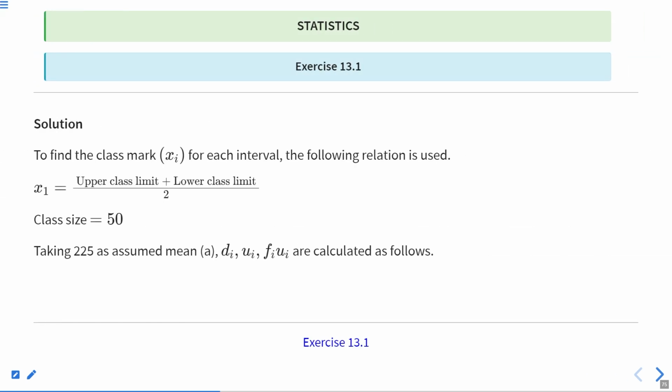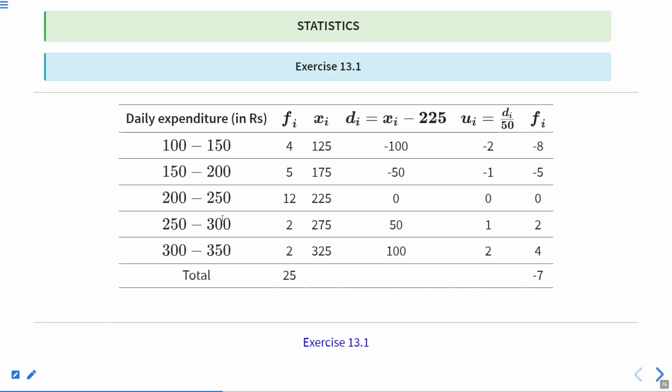So let us find it. To find the class mark xi for each interval, the following relation is used: xi is equal to (upper class limit plus lower class limit) by 2, and class size h is equal to 50. Taking 225 as the assumed mean a, di, ui and fi ui are calculated as follows in this table. For the interval 100 to 150, fi is 4, and xi is 125, di is xi minus 225, that is minus 100, ui is di by 50, that is minus 2, and fi ui is minus 8.